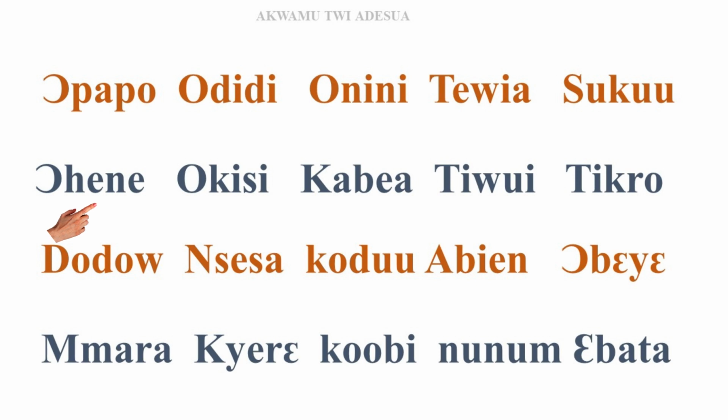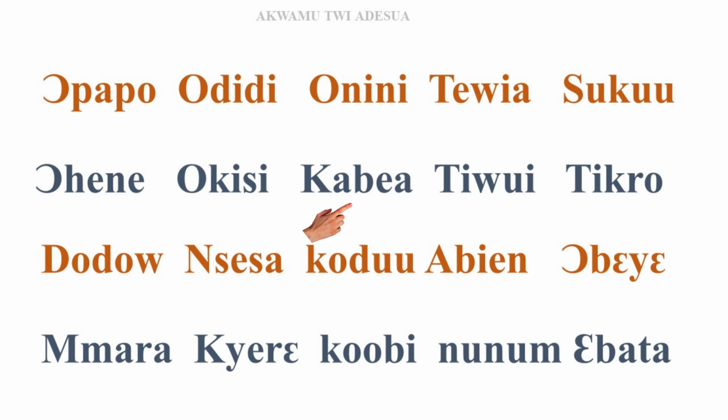So we have the O, and then the H, E, N, E, ohene. Then we have okisi. We have the O, K, I, S, I, okisi. Then we have kabia. We have kabia, which is the K, A, B, E, A, kabia.